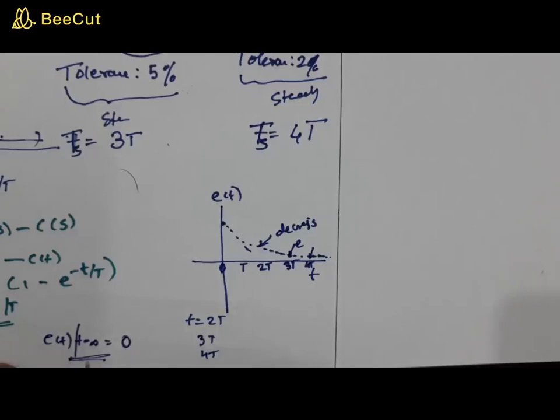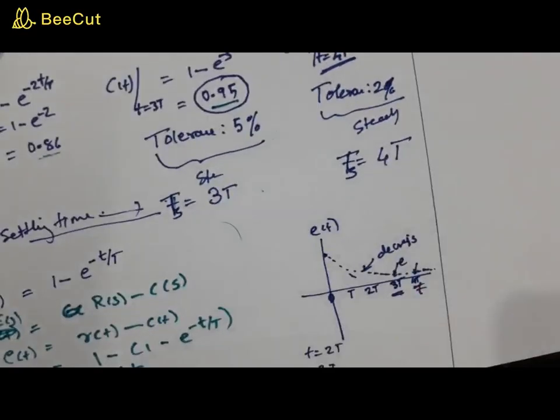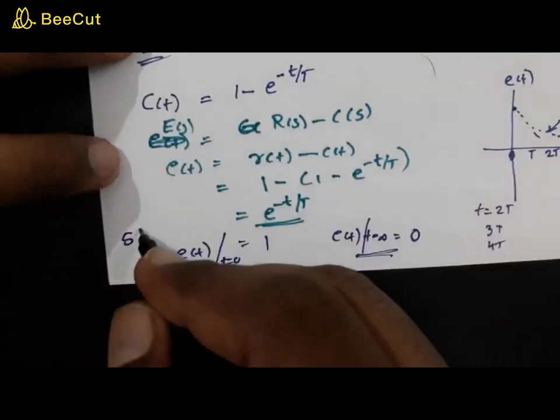Even though that's the ideal case, for a practical system you can consider 3T, or at 4T, the error is so minimized that it will be less than or equal to 5%. If that is tolerable, then from 3T onwards you can consider that to be the error. This error is called the steady state error.